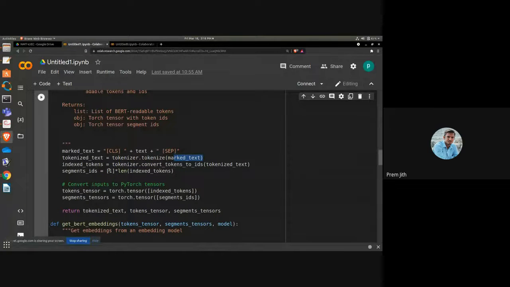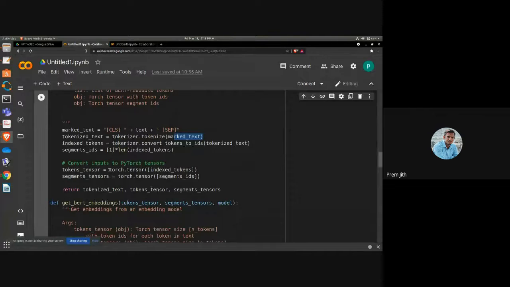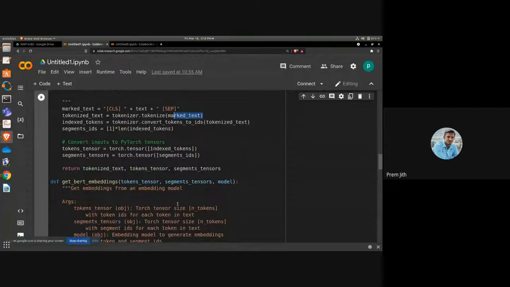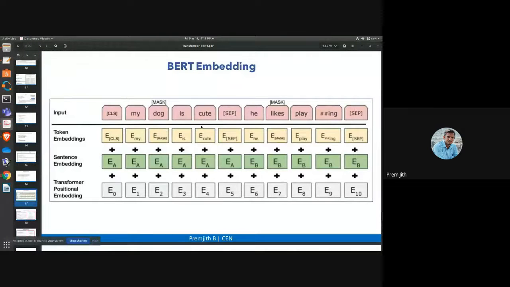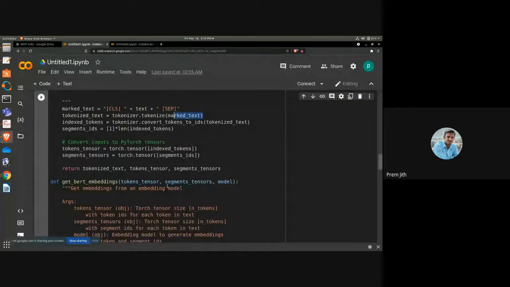Then our next function is get BERT embeddings. It takes parameters like token tensors, segment tensors, and the model. Here you can find the implementation of token embeddings, sentence embeddings, and the transformer positional embeddings. We are finally going to use the token embedding and segment embedding to generate the final embedding of the word.